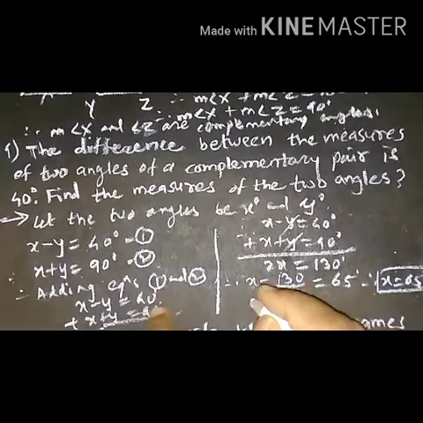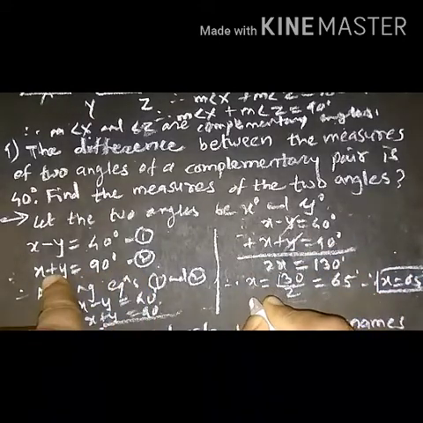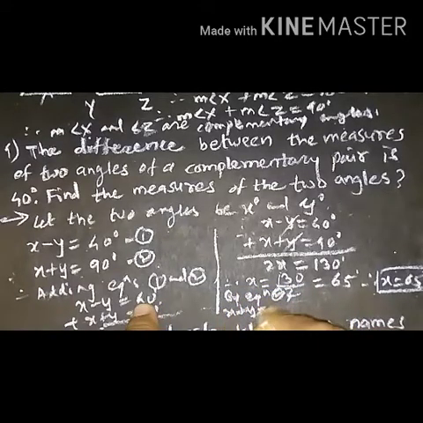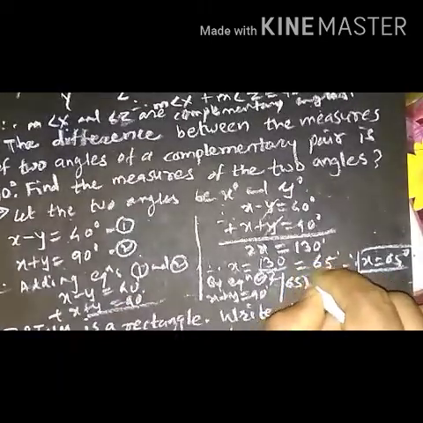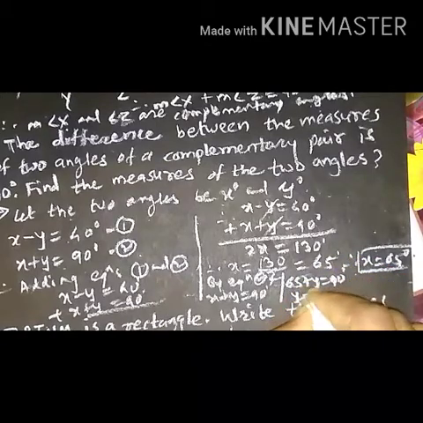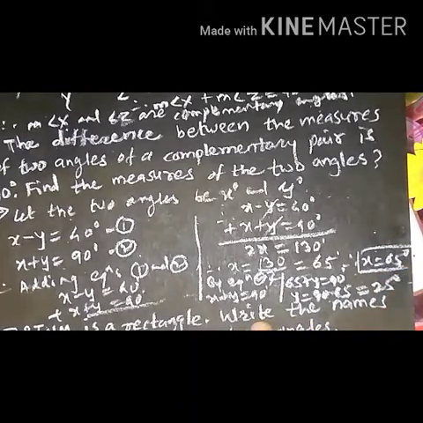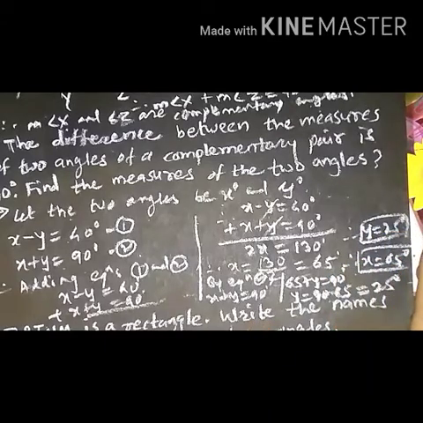Now we can find y. We can put x equal to 65 degrees in any one equation, so we put it in equation 2: x plus y is equal to 90. By putting the value of x, that is 65, plus y is equal to 90, y is equal to 90 minus 65, that is 25 degrees. So we got the measures of the two angles: x is equal to 65 degrees and y is equal to 25 degrees.